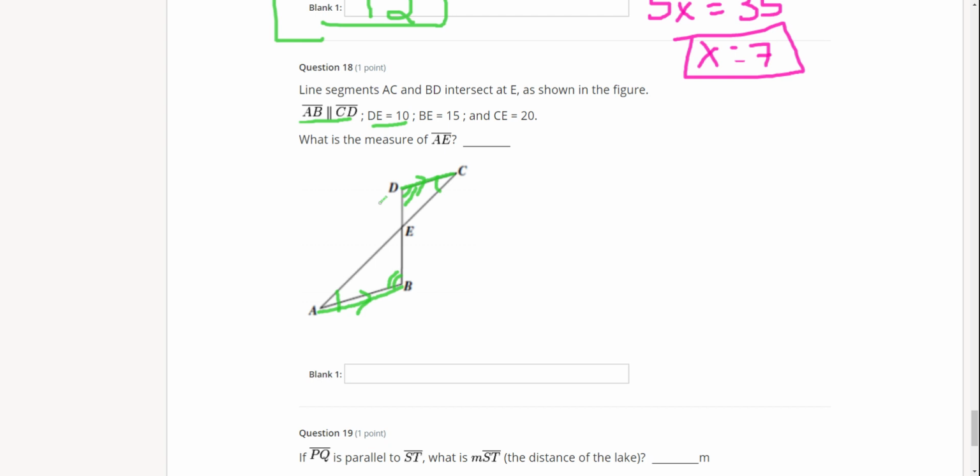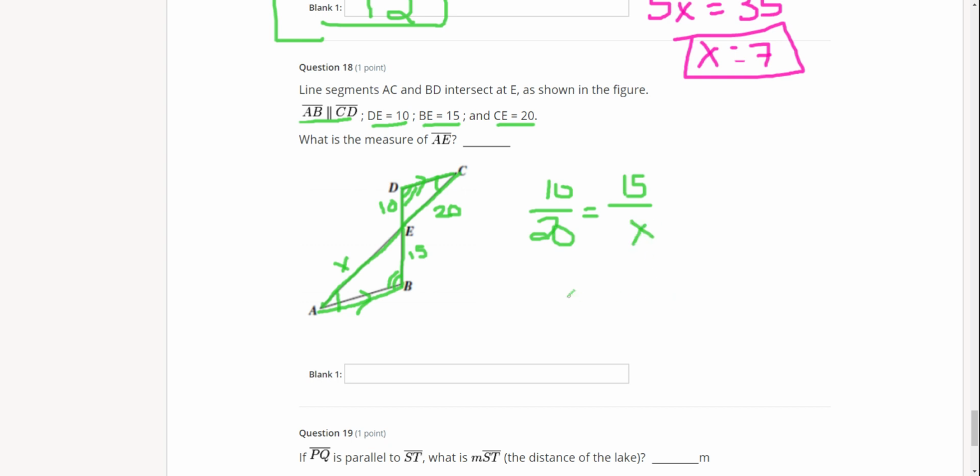DE is 10, BE is 15. They go together because they're opposite the C. So the 10 and the 15 have to go together, side by side. And then CE is 20. CE is 20. And the 20 goes with the X. 20 and 10 are in the same triangle, so the 20 goes here and the X goes here.